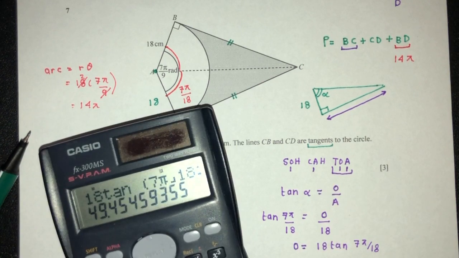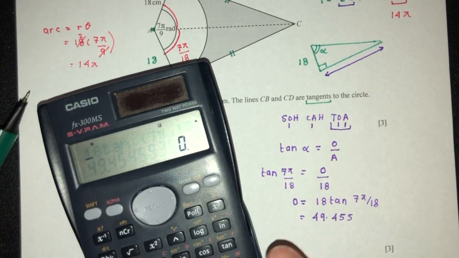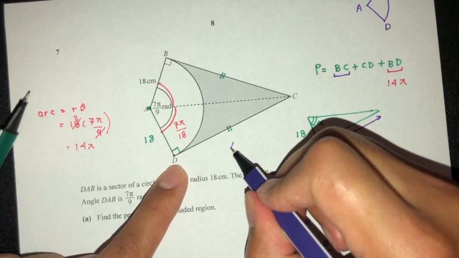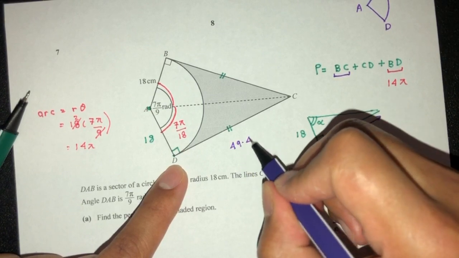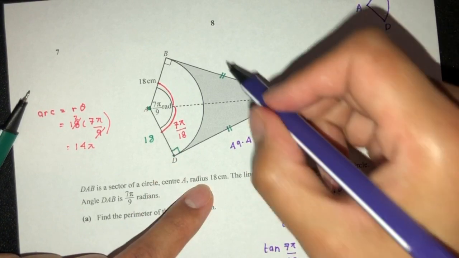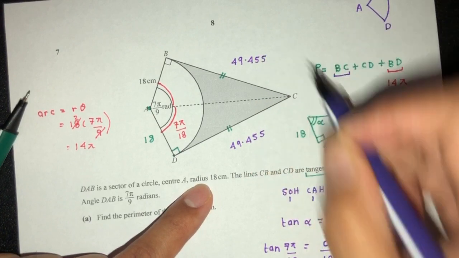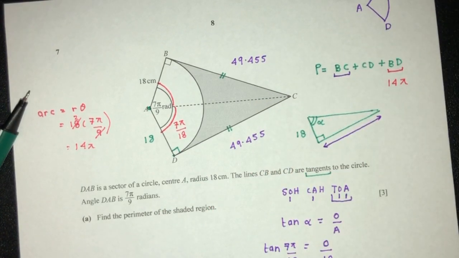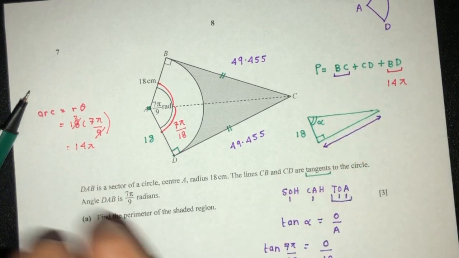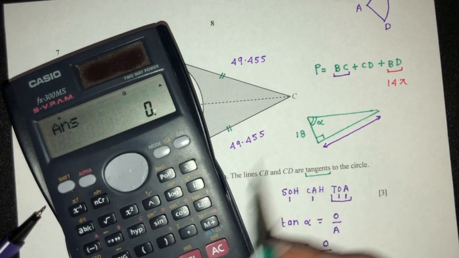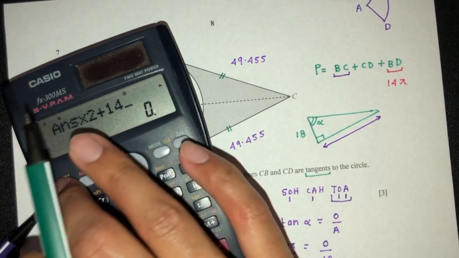That will be 49.455. Now again, this is just one of the sides, which is this one. That is 49.455. This is again 49.455. Now let's add everything together. So we have to add this one, add this and add this. So one by one, the answer was this one times 2 and plus 14 pi.